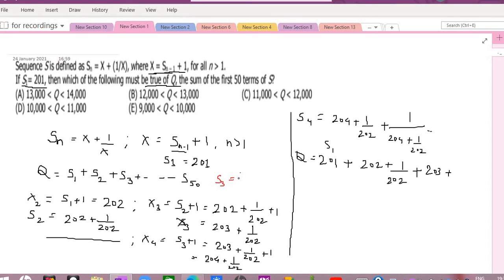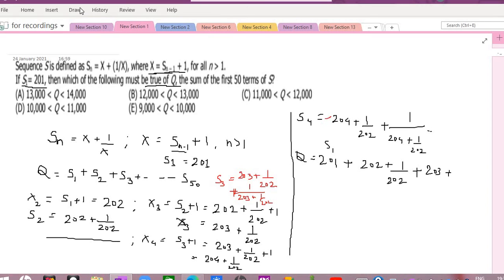So your x is 203 plus 1 by 202 plus 1 by x. So the entire thing goes up, yeah, 1 over the entire thing. So this will be 203 plus 1 by 202. Okay. So this is our S3, and S4 is this.